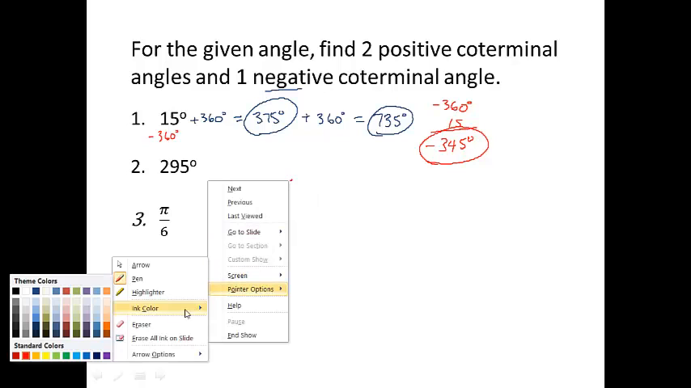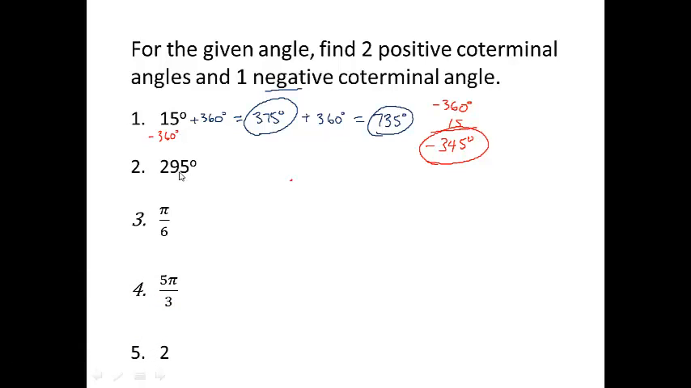Okay, let's do it with this one. You finish this, see if you can get it. I want 2 positive and 2 negatives. Ready? Alright, so I'm going to add 360, and I'm going to get 655. That's one, and then I can go around the circle one more time, and that will be 1,015 degrees. That's another one.